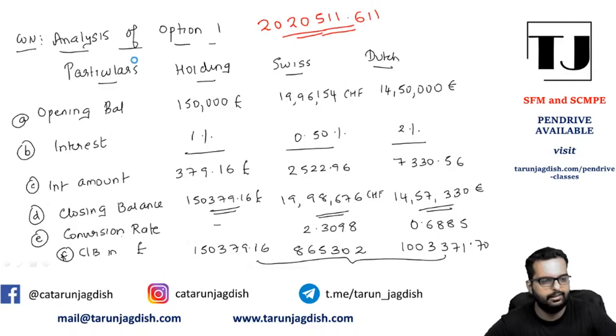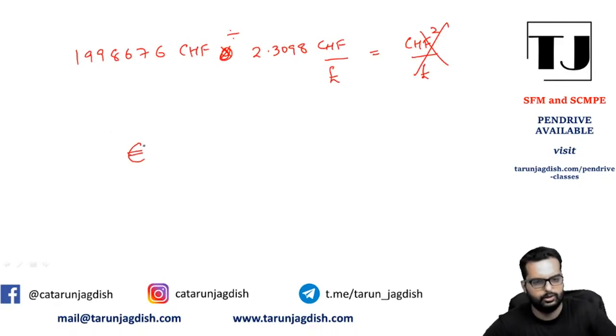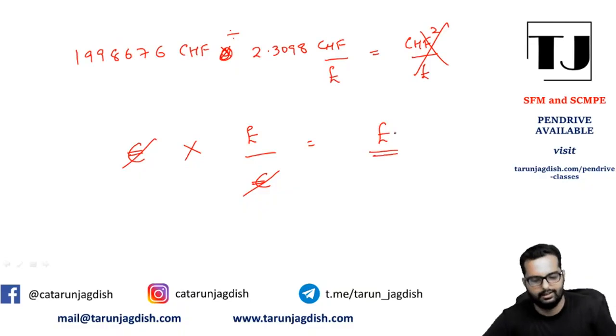In the second case, they have given the euro, and the exchange rate which is given is sterling bar euro. If you multiply this, euro will get cancelled and you will get sterling. That is why you are multiplying in the second case. I hope you are clear with this part, friends.